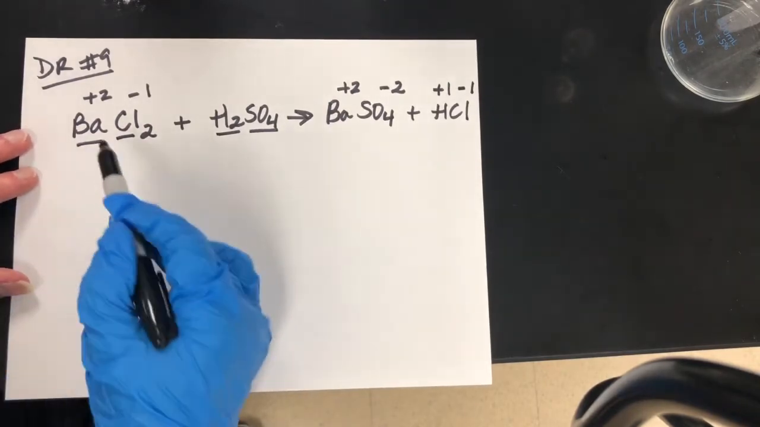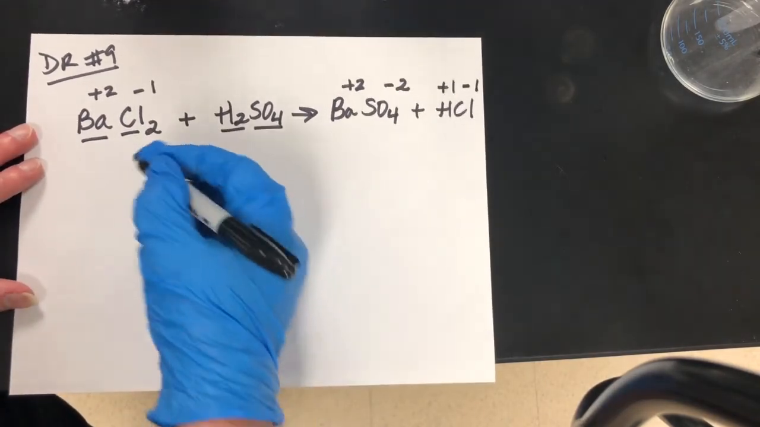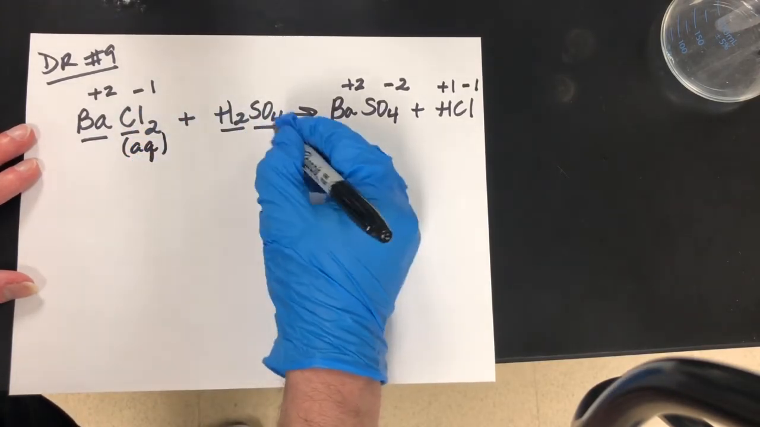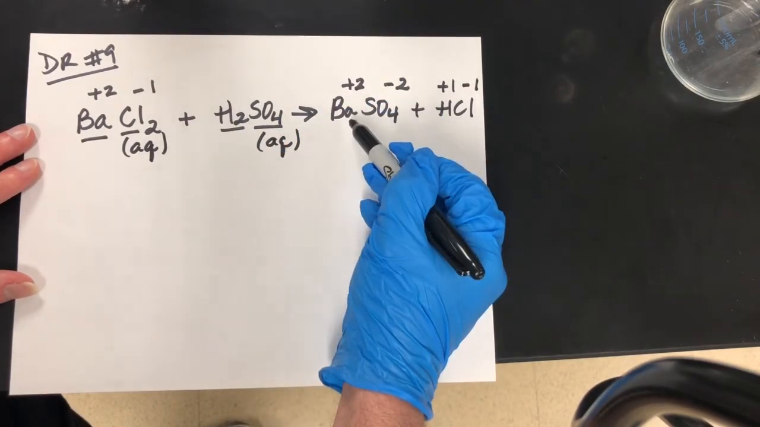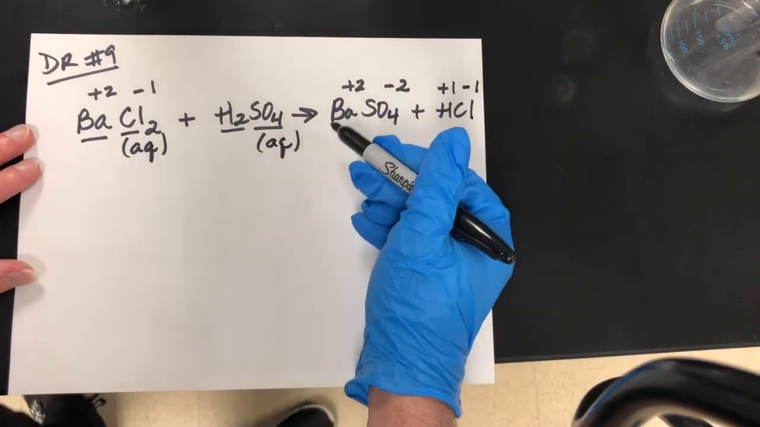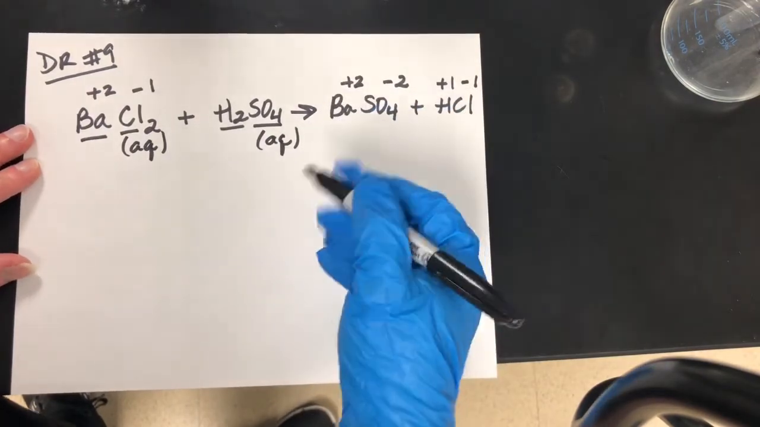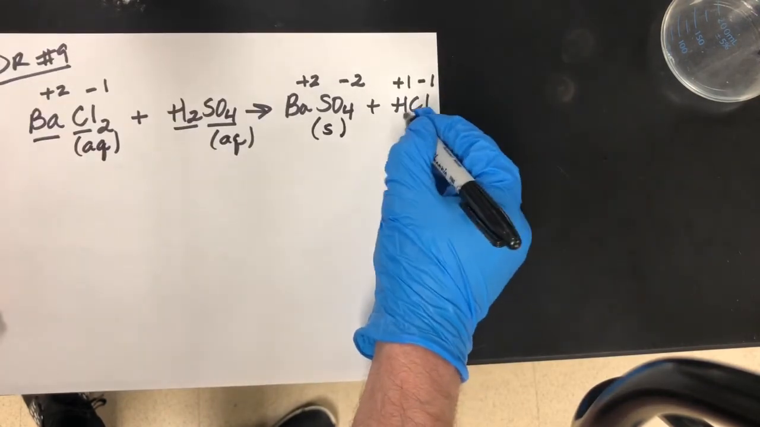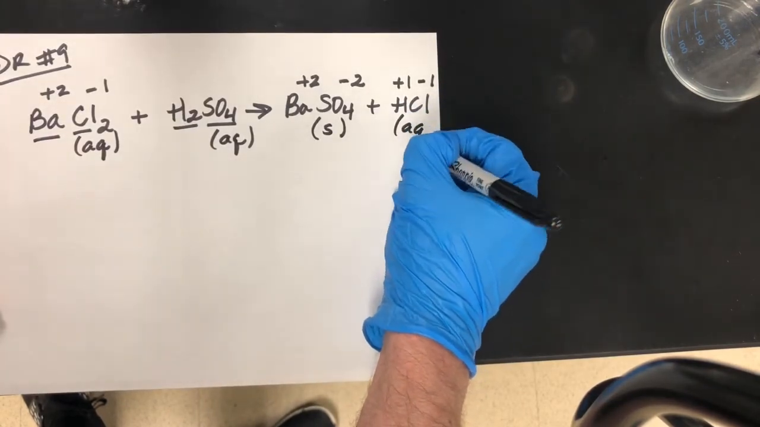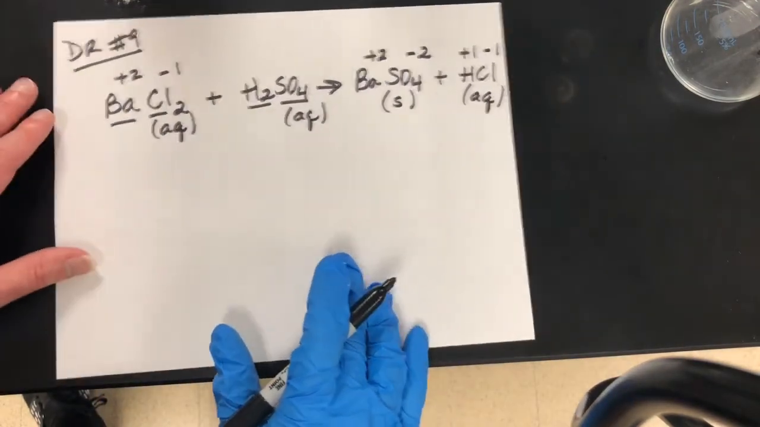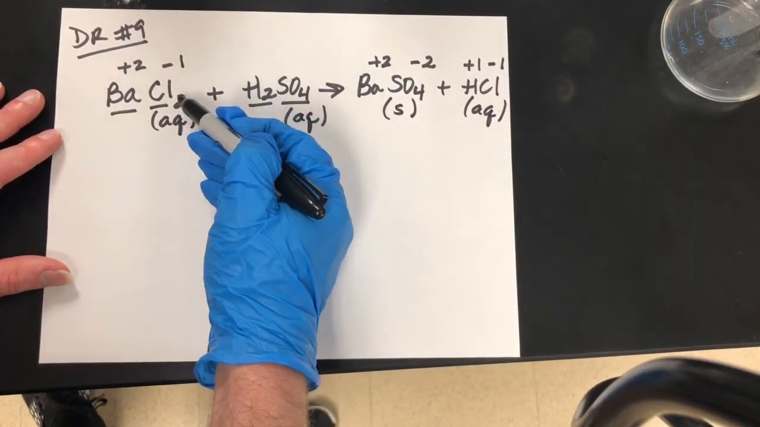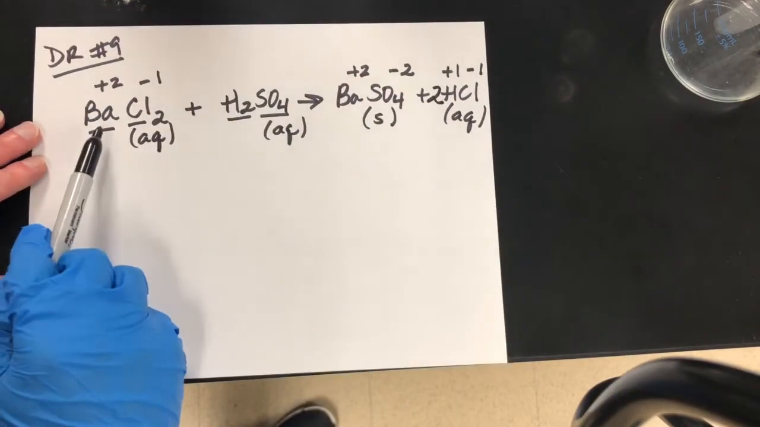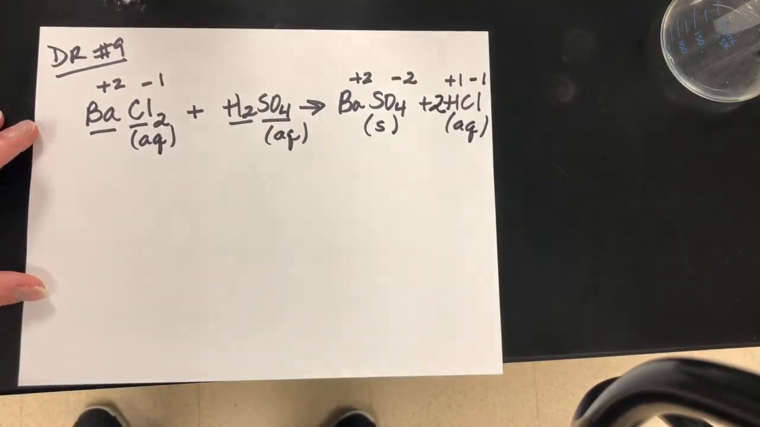Okay, our solubility rules. Barium chloride. All chlorides are soluble except for silver, mercury, lead. So this is going to be soluble. All acids are soluble. All compounds containing SO4 are soluble except for strontium, barium, mercury, or lead. So this is going to be insoluble. And HCl, all chlorides are soluble except for silver, mercury, and lead. Okay, and let's balance it. So we got 2 H's and 2 Cl's, so I'm just going to double right there. 1 SO4, 1 SO4, 1 Ba, 1 Ba. So it should be balanced. We'll come back and see it in real life.